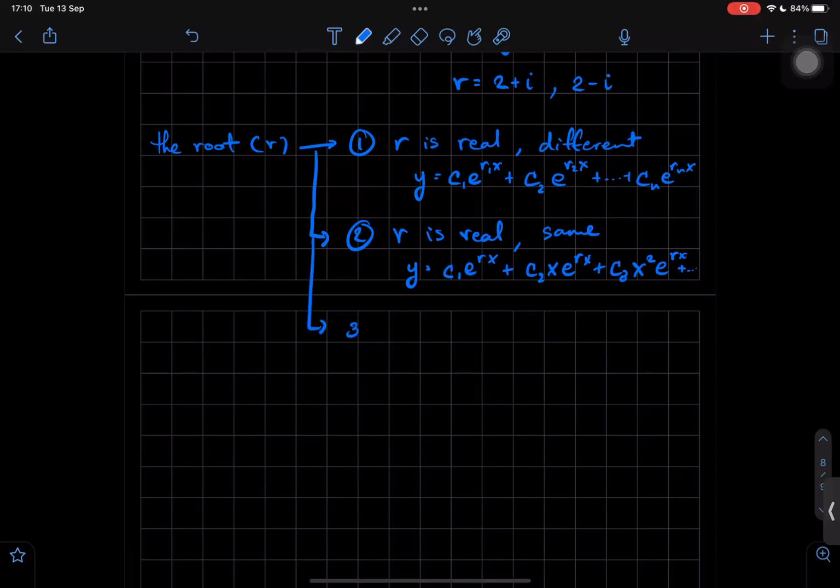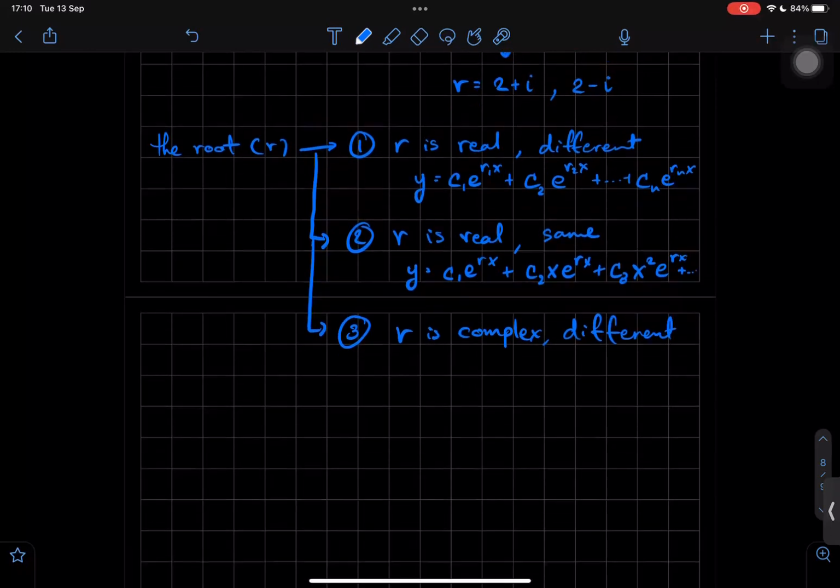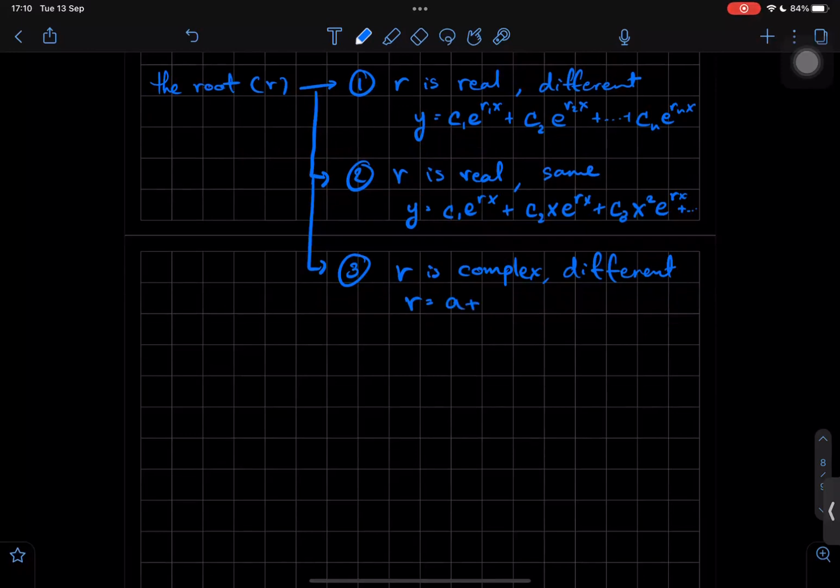The third case is r is complex and different. Then r is in this form a plus and minus bi. y will equal e to the ax, c1 cos bx plus c2 sin bx, like this.